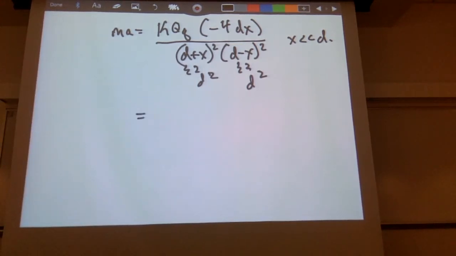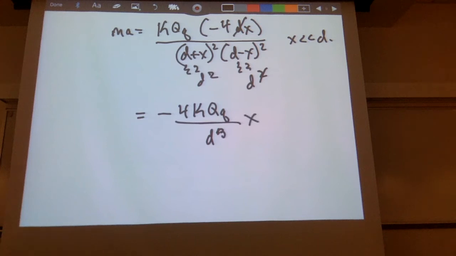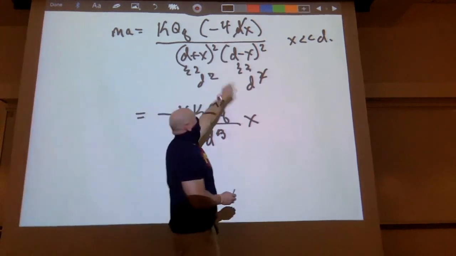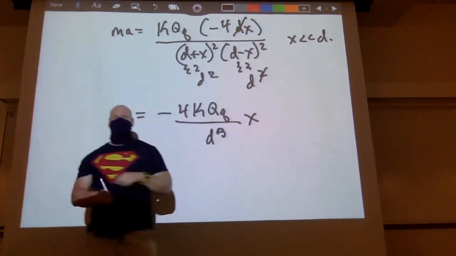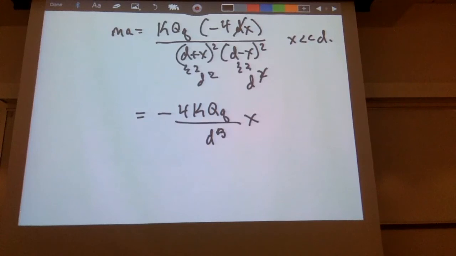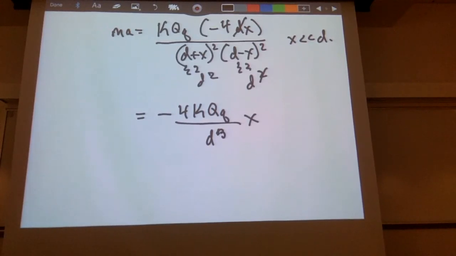So finally, I can write this as minus 4 times K times Q, but then this D is going to cancel out with one of these, divided by D cubed, all times X. Because again, this is going to be D to the 4th, but I have a D on top, so that D is going to cancel out one of those, which is going to make it a D cubed. Okay?